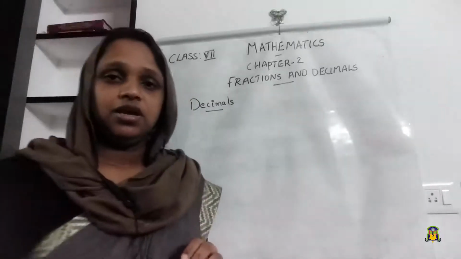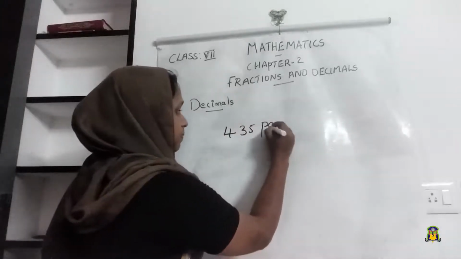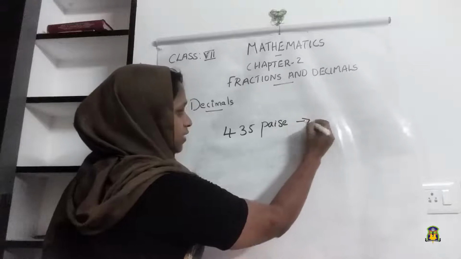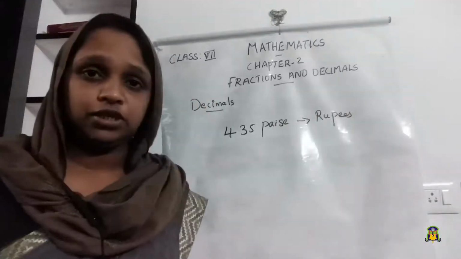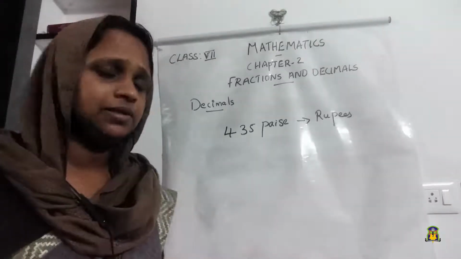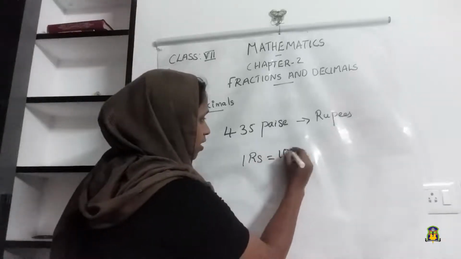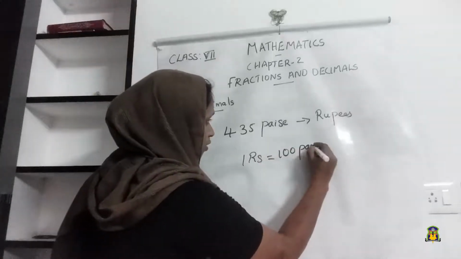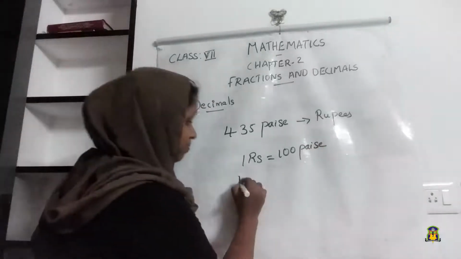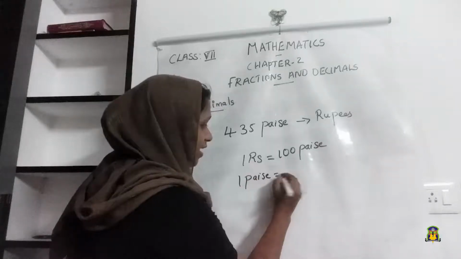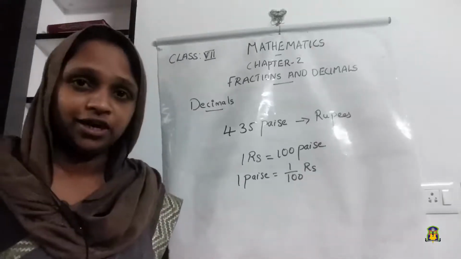Now we can discuss, suppose you are given 435 paise. We want to convert this paise to rupees. How can we convert this? We know 1 rupee is equal to 100 paise. From this, 1 paise is equal to 1 by 100 rupees.